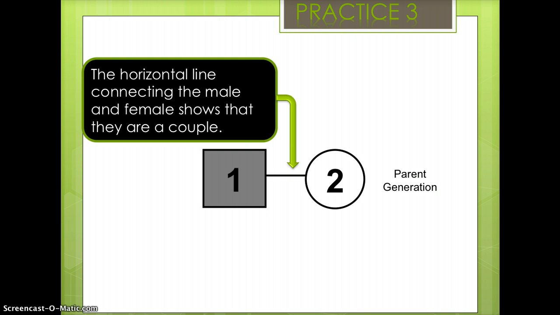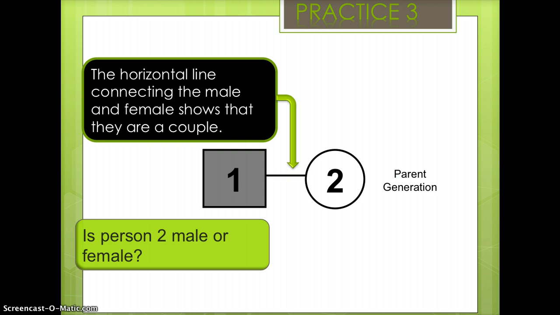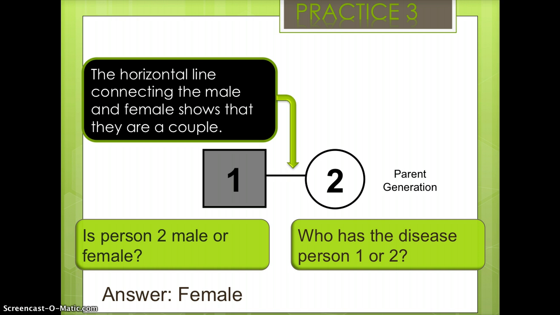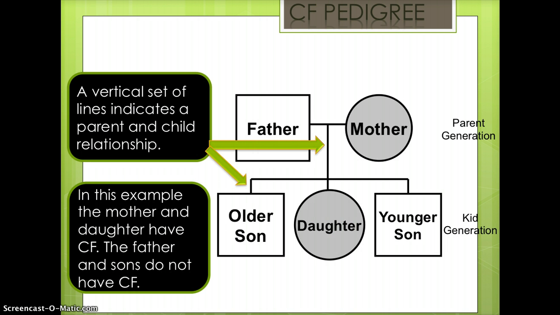The horizontal line connecting the male and female shows that they are a couple. Is person 2 male or female? Female. Who has the disease, person 1 or person 2? Person 1. A vertical set of lines indicates a parent and child relationship. In this example, the mother and daughter have cystic fibrosis. The father and sons do not have cystic fibrosis.